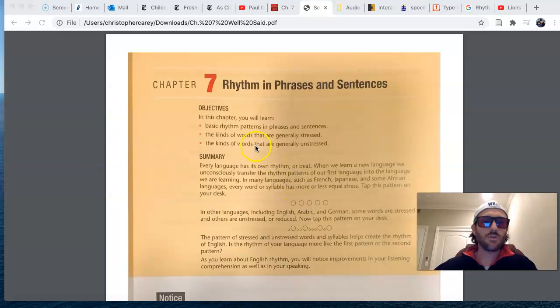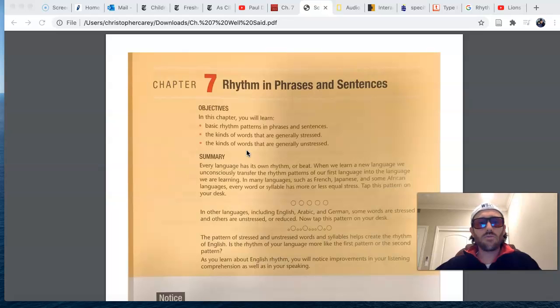So in this chapter, you will learn the basic rhythm patterns in both phrases and sentences, and the kinds of words that are generally stressed, words where syllables have vowel sounds that are longer and higher in intonation, kinds of words that are stressed in English, and then the types of words that are generally unstressed or reduced. The vowel sounds are lowered in intonation. They're not as clear as stressed syllables.